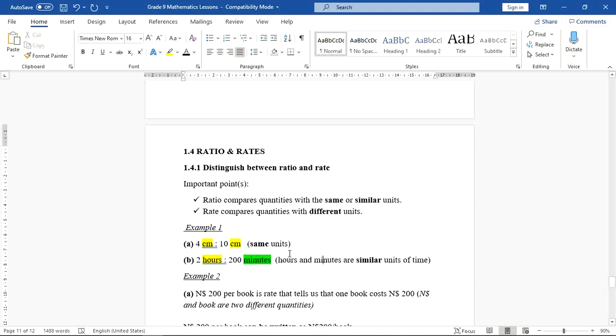I hope you can still remember how to simplify ratio with similar units. You convert the bigger unit to the smaller unit. So you must convert the hours to minutes.